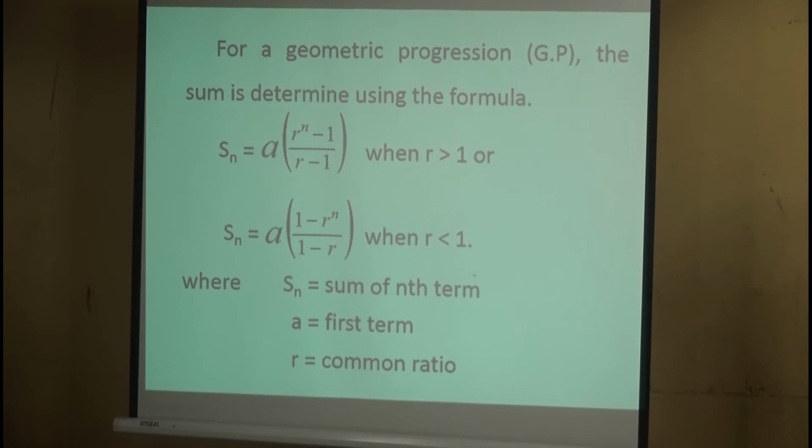Or you can use sum of n terms equals a into 1 minus r raised to the power n over 1 minus r. This is when r is less than 1. So the formulas are used depending on the value of the common ratio. If the common ratio is more than 1, you use the first formula. If the common ratio is less than 1, you use the second formula.